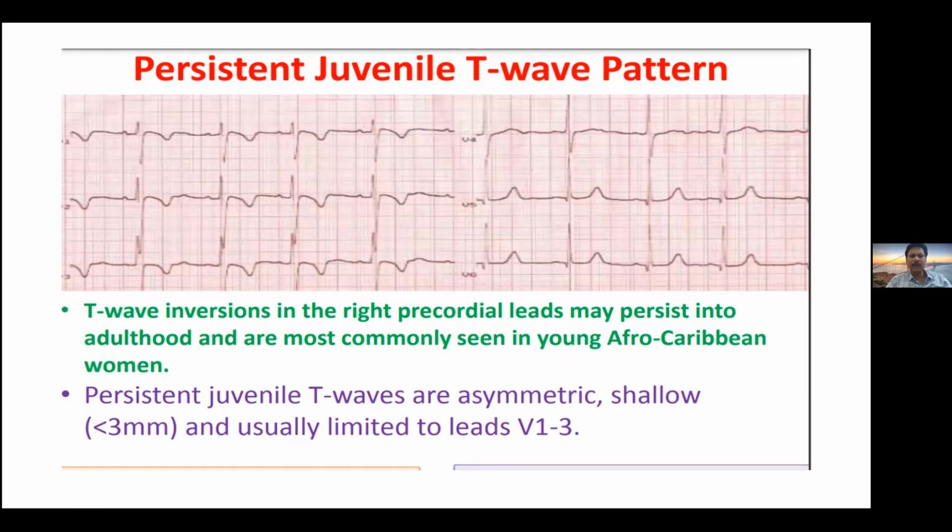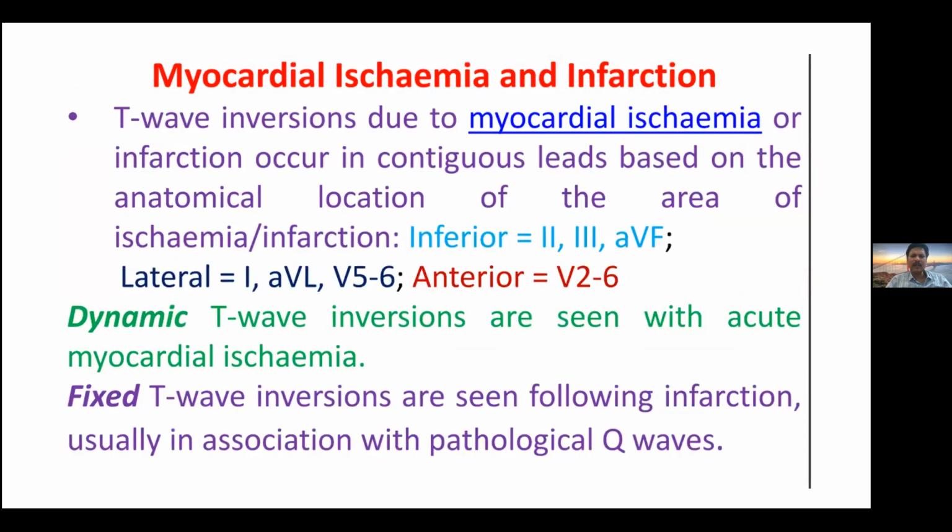females, in a premenopausal lady, 30, 40 years, then you find ST depression will be there. And usually within V2, up to V3 will be there. And there will be an asymmetry of ST. It is not a symmetrical T wave, it is asymmetrical ST depression and T inversion. This is called persistent juvenile pattern.